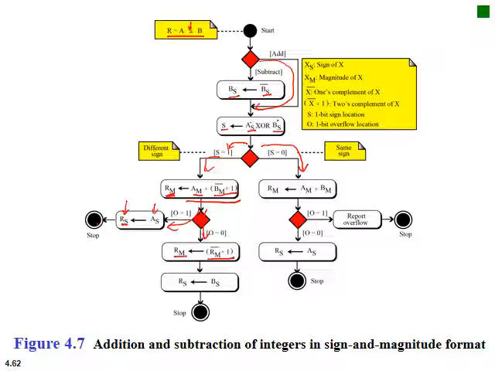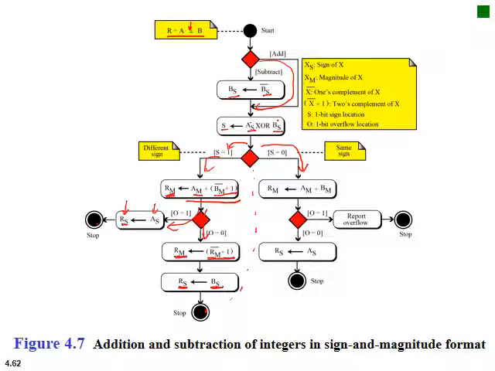So we take the result that we currently have, and we basically take its 2's complement, and that becomes our new result's magnitude. And for the result sign, we simply take the sign of B, and then we stop. Tracing all the way back now here.